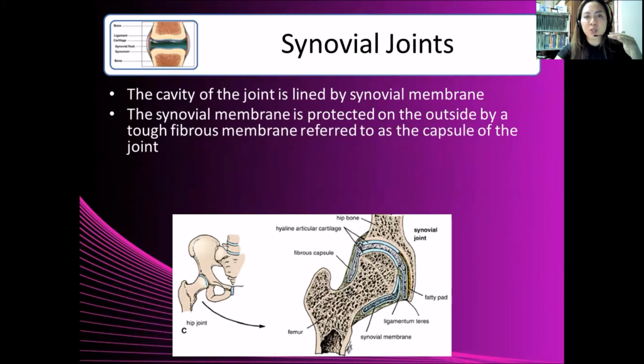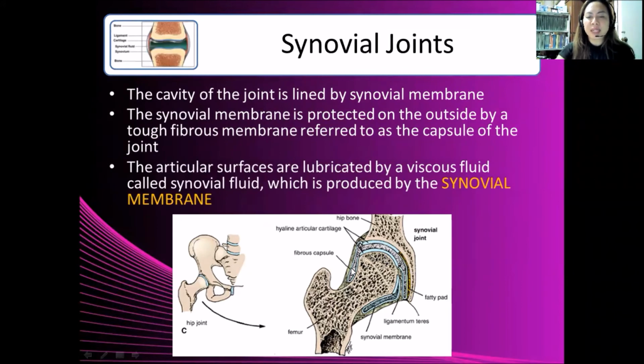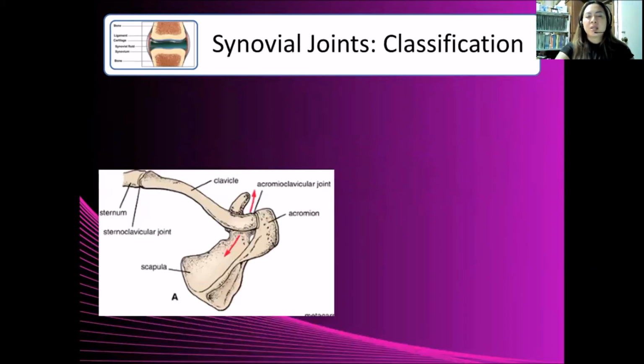Sa labas, meron siyang tough fibrous membrane referred to as a capsule of the joint. So in the picture, ayan, kita natin yung capsule. The articular surfaces are lubricated by a viscous fluid called synovial fluid, which is produced by the synovial membrane. So, meron tayong fluid dito. This one, the synovial membrane. So, merong fluid kasi it's movable, di ba? Yung ating synovial joint. So, under the synovial joint, may classification.